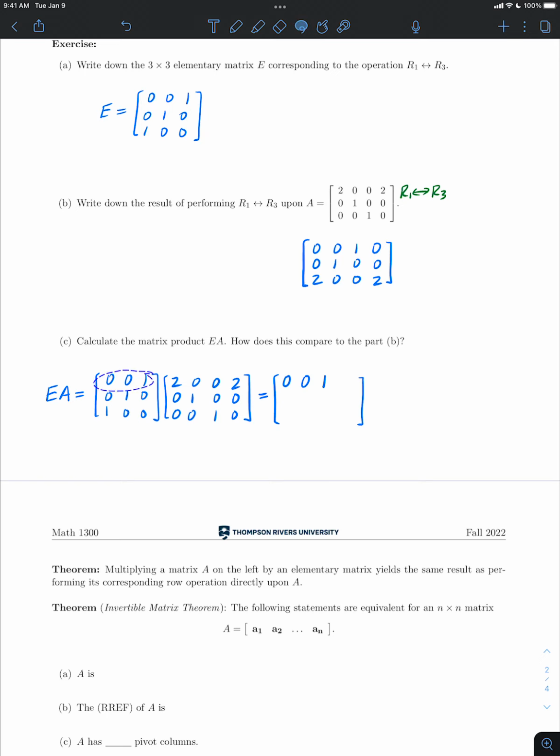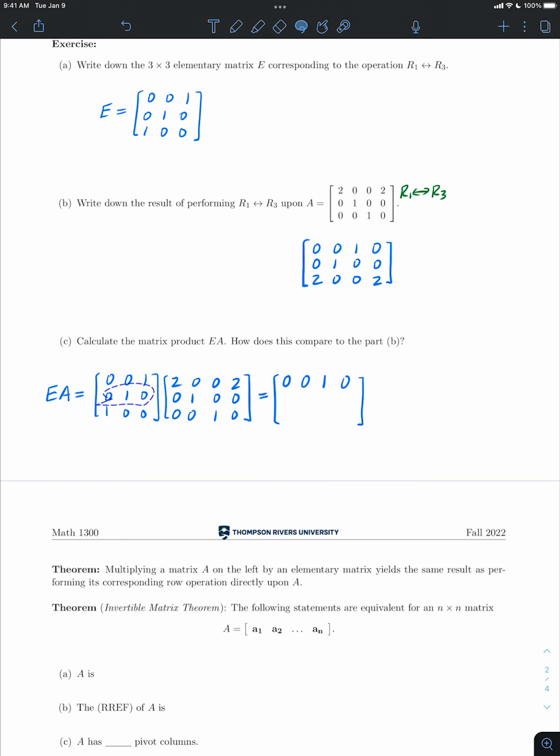And 0, 0, 1, 2, 0, 0. So we got 0 times 2, 0 times 0, and 1 times 0. Those all add up to 0. Okay, carry on in this fashion. I'll do 2 more entries. How about, let's pick them at random. So I'll take this row times this column is going to give us this entry here, right?